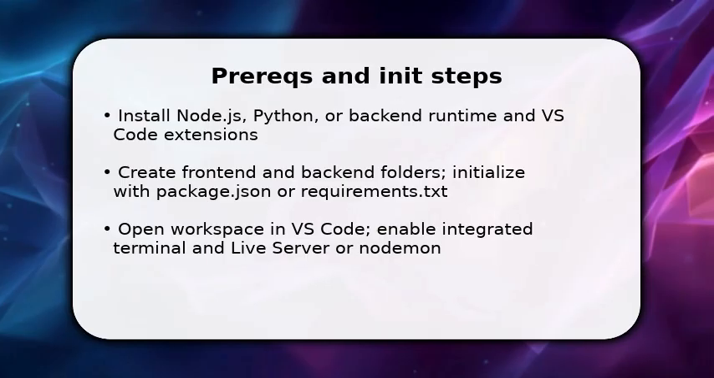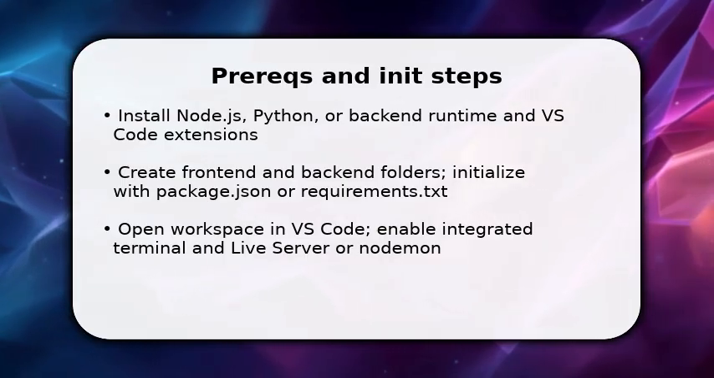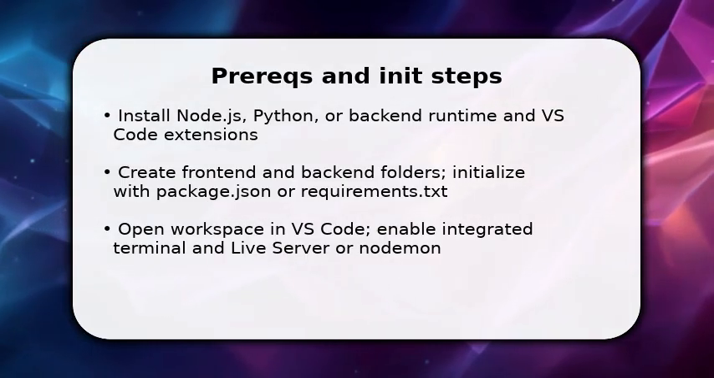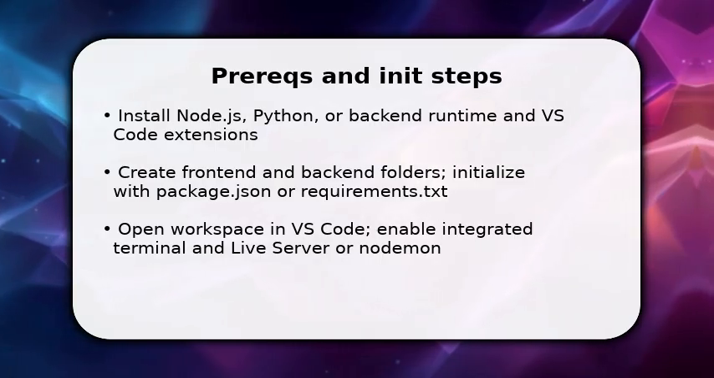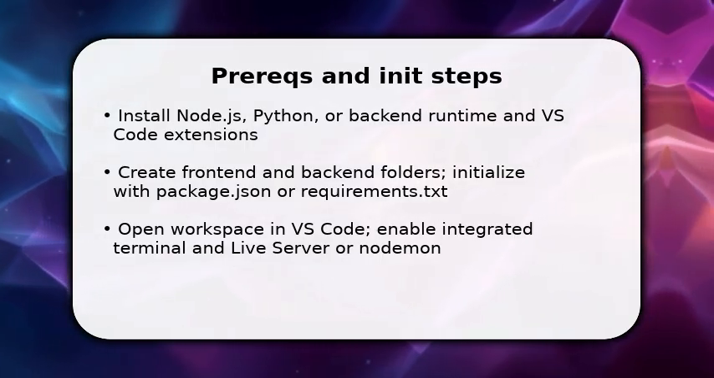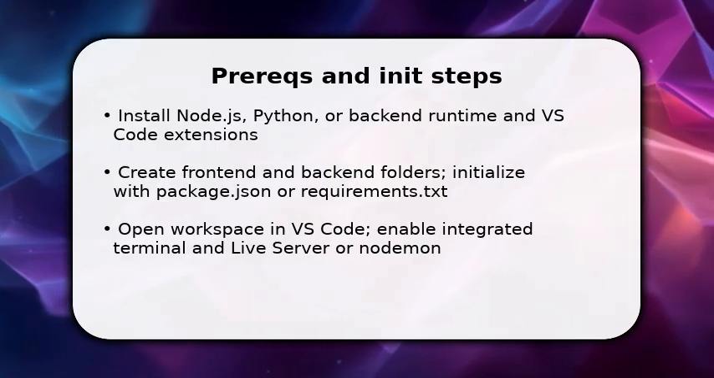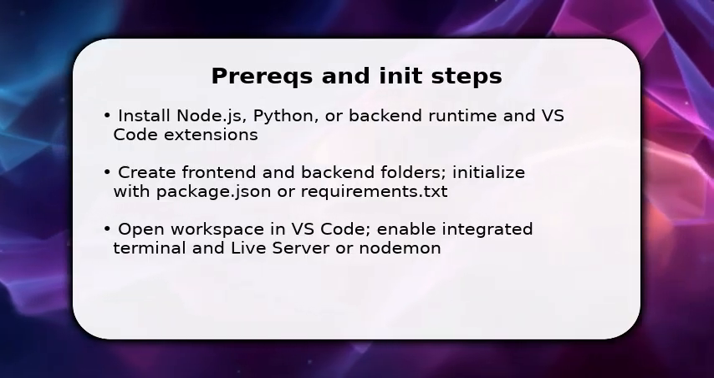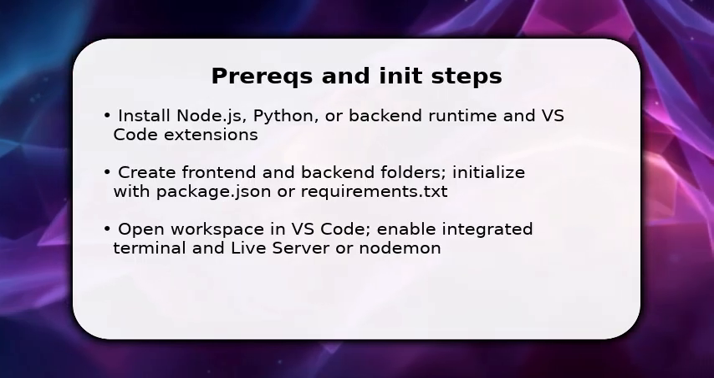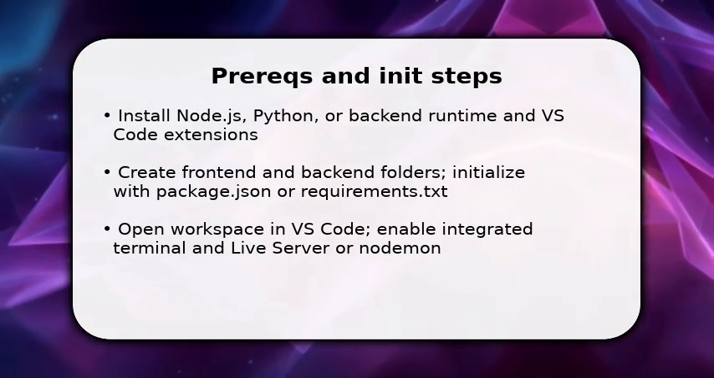You start by confirming runtimes and extensions so you won't hit surprises later. Open your Frontend and Backend folders in one VS Code workspace, then initialize projects with package.json or requirements.txt. Once done, install Live Server for quick frontend refresh and Nodemon for backend restarts.